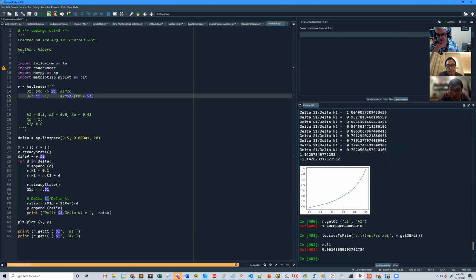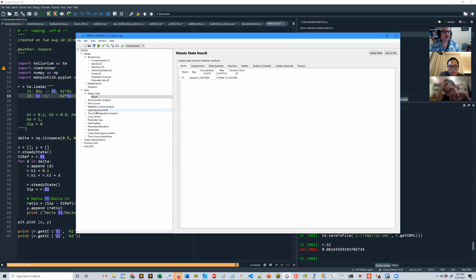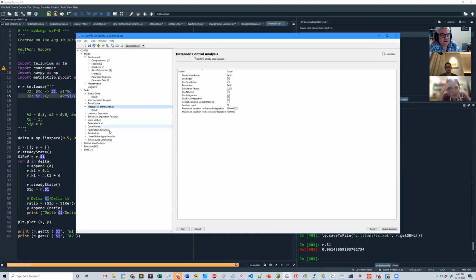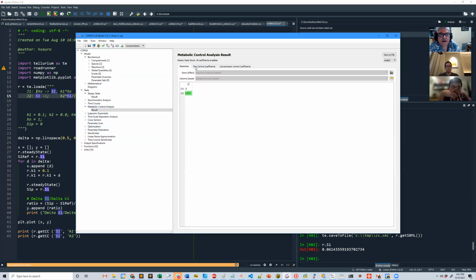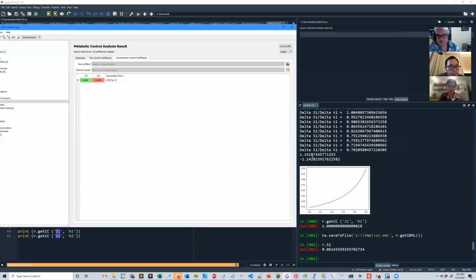0.0614. Okay, it's the same number. All right. And then to get the sensitivities, I have to go to metabolic control analysis, and then I go to run, and these are the scaled ones. Okay, so it has scaled and unscaled. The scaled one is 0.14286, and we had 0.14287. So they're pretty much the same.